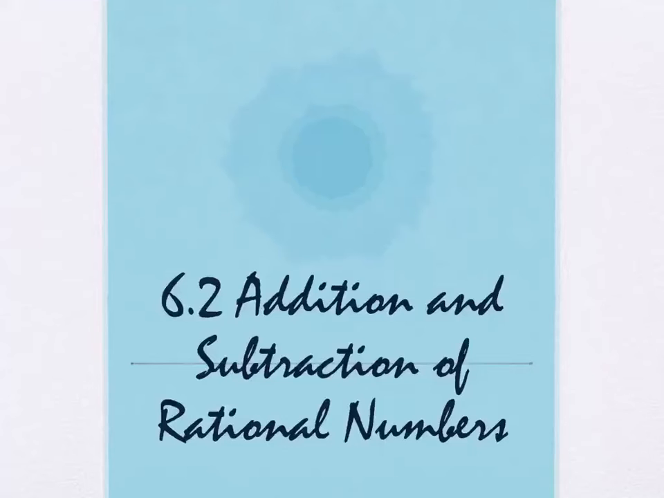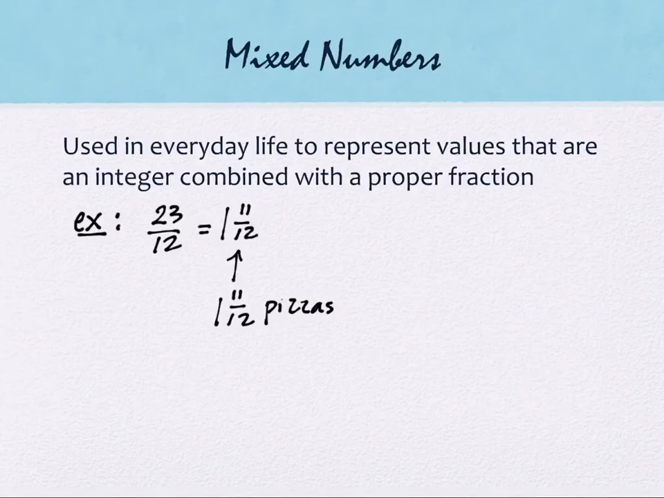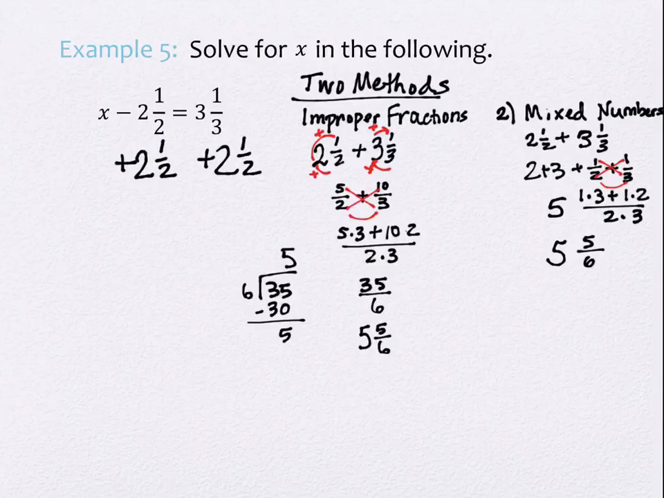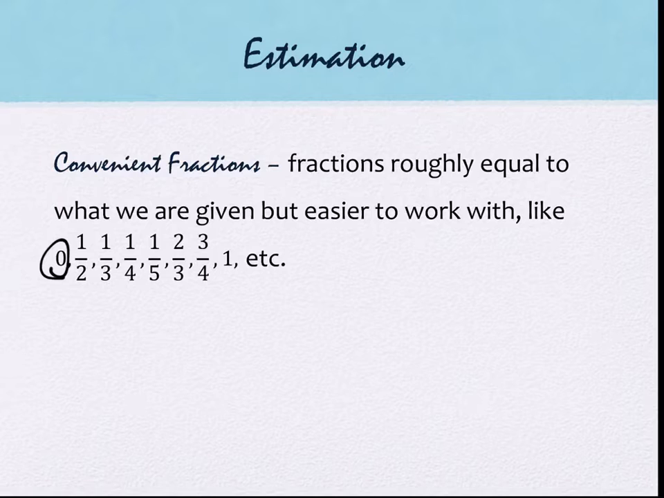As we left off at the end of section 6.2, we were changing topics, so it was a reasonable place to stop. What we're going to take a look at is estimation. There are lots of ways you can estimate, and there's not necessarily always one that's better than another. But oftentimes, convenient fractions are nice ways to estimate. Convenient fractions are fractions that are roughly equal to what we're given, but easier to work with.